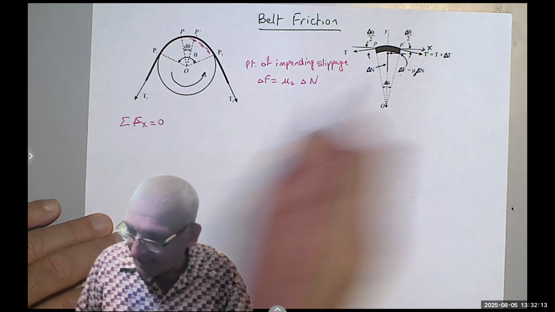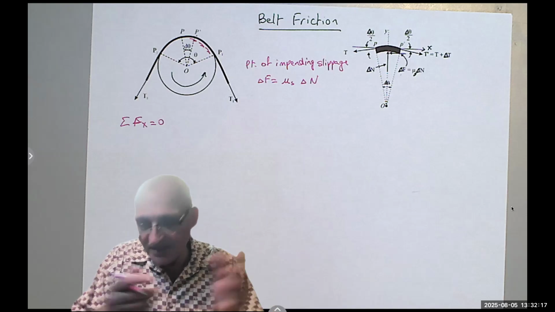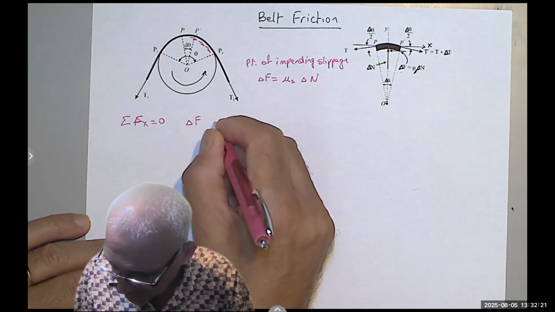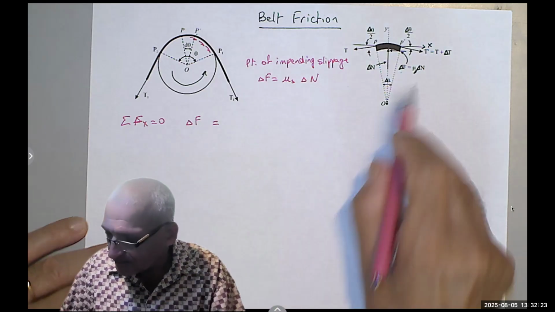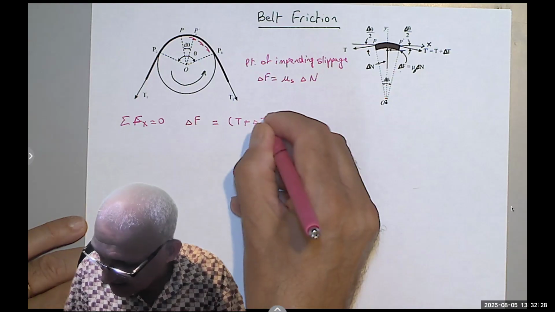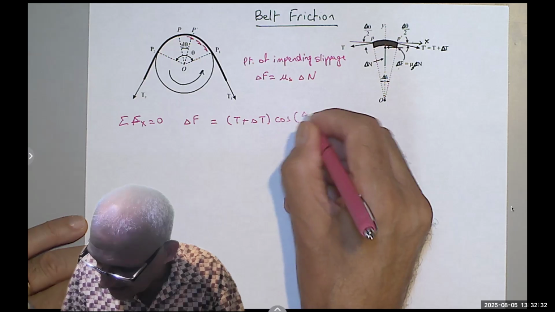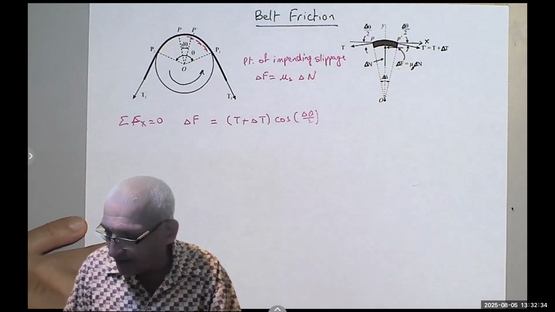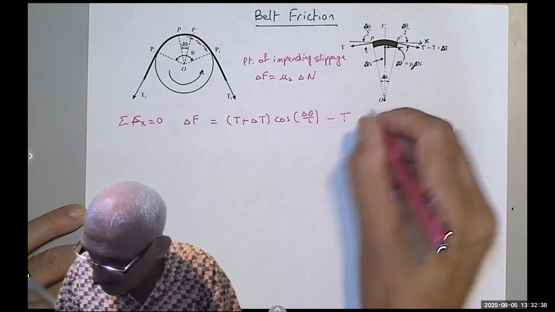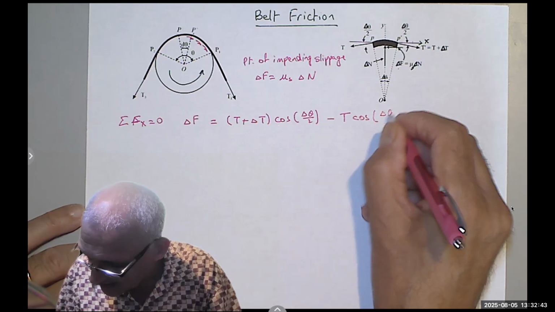So you can say negative delta F, or like I usually do, I'm going to move it to the other side and say delta F equals, I have T plus delta T times cosine of this angle, cosine delta theta over 2, okay, minus T cosine delta theta over 2.